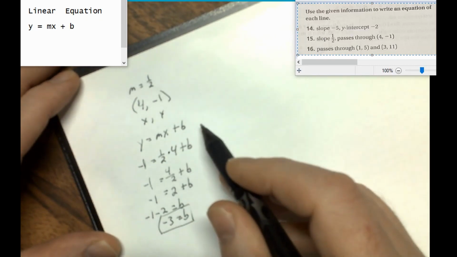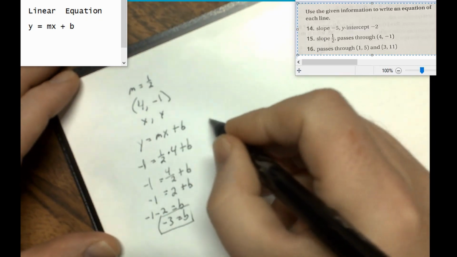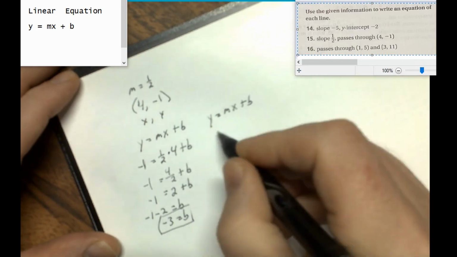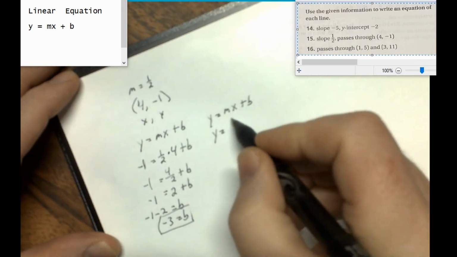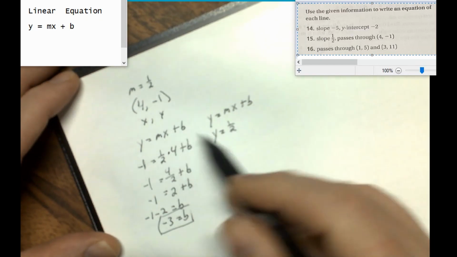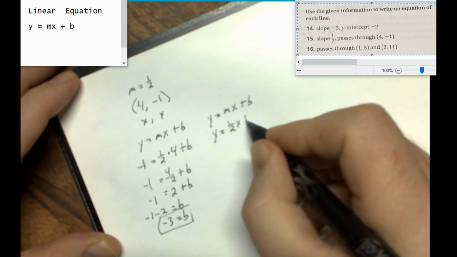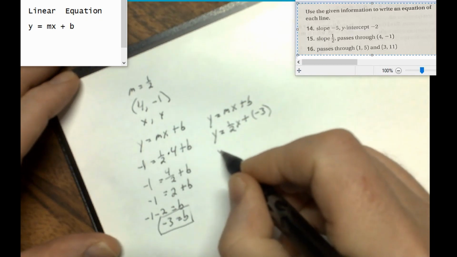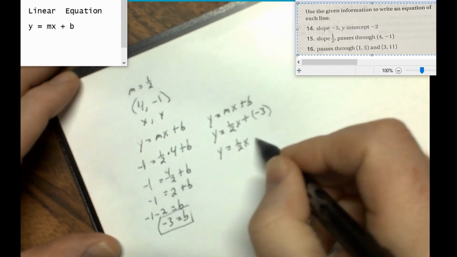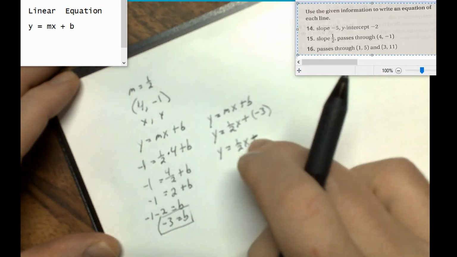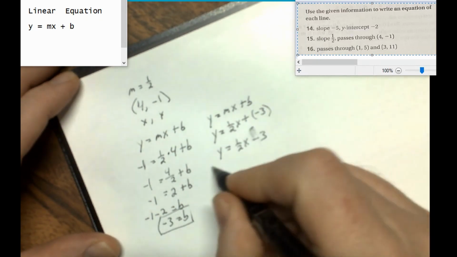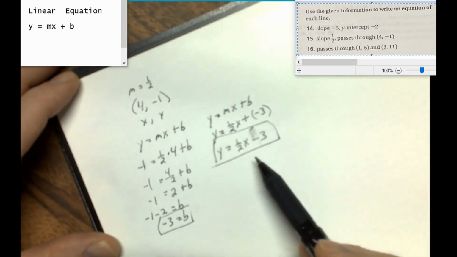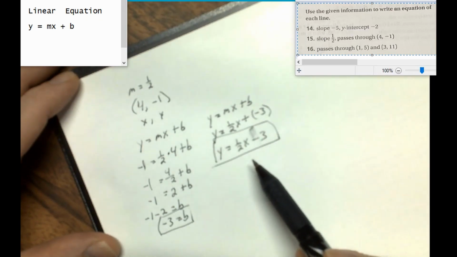So we can go back up here and plug it into our final y equals m times x plus b. We know that y is equal to our slope, which is still 1 over 2, times our x value, plus a -3, which will leave us with 1/2x minus 3. That would be our answer for number 15 as we work this out.